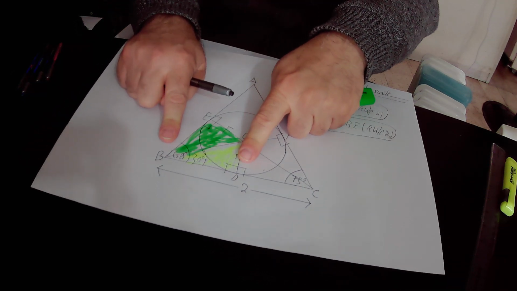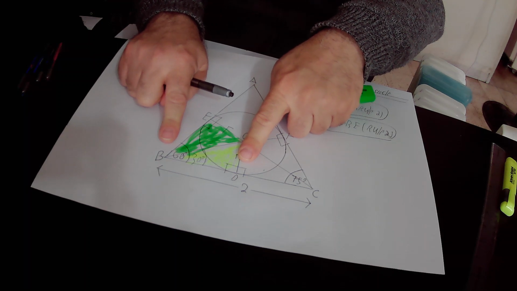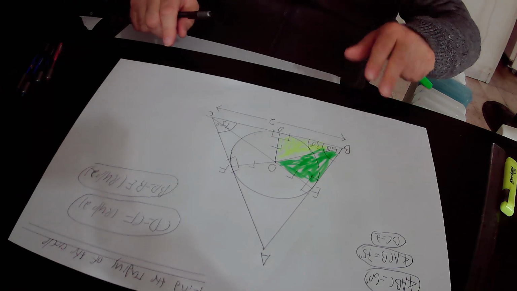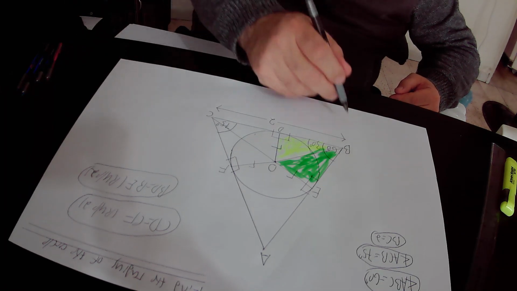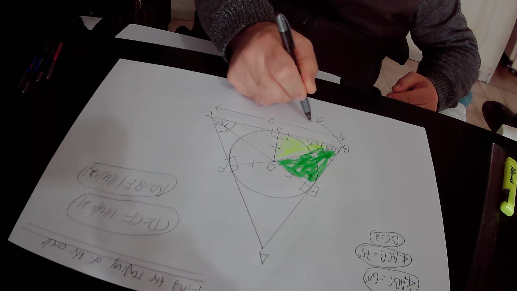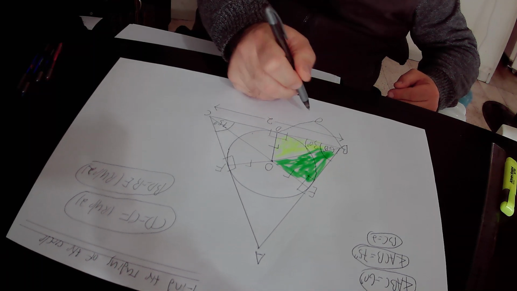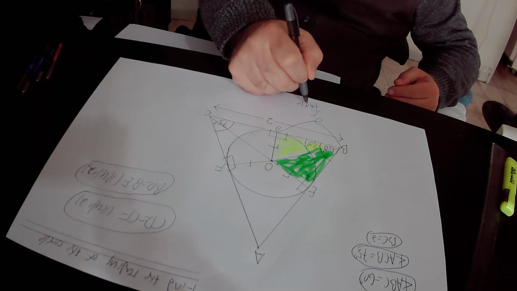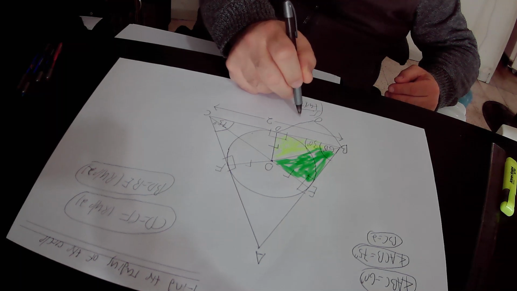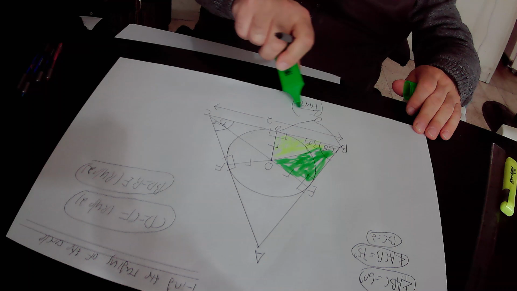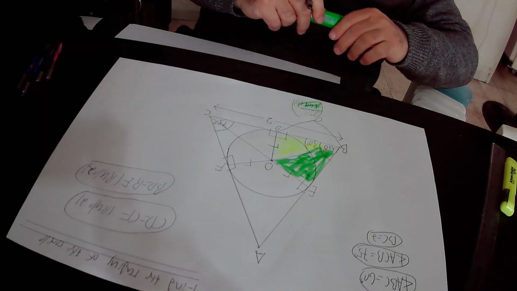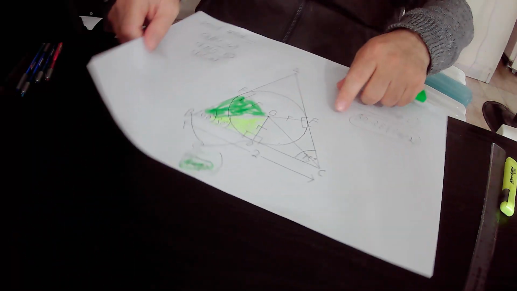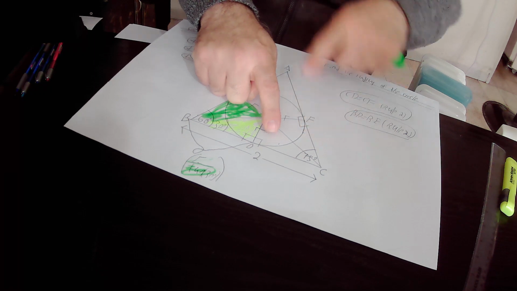My segment BD equals R over tangent 30 degrees in its length, so I write it down here. Side BD equals R over tangent 30 degrees. Likewise, we repeat the same process on those two right triangles.